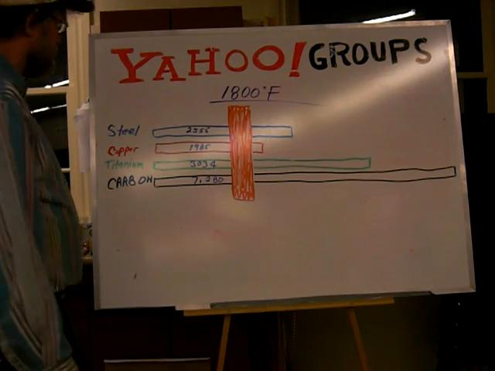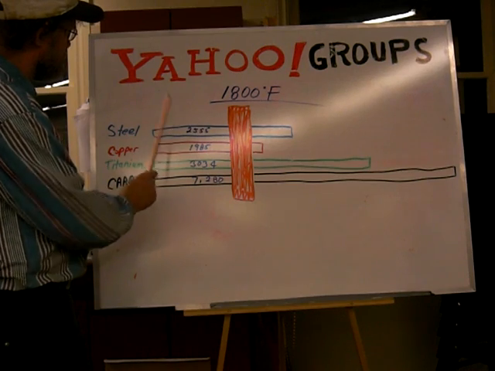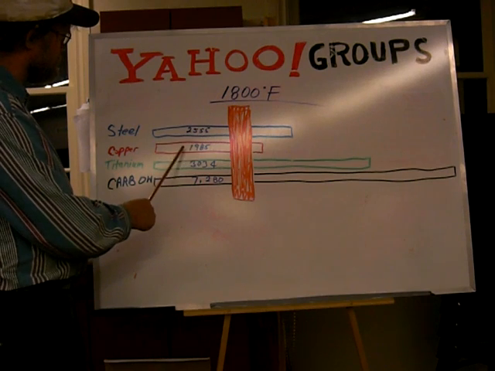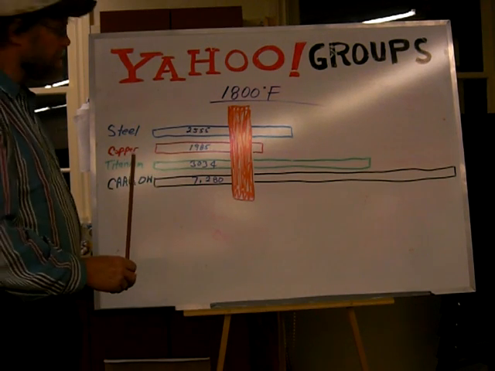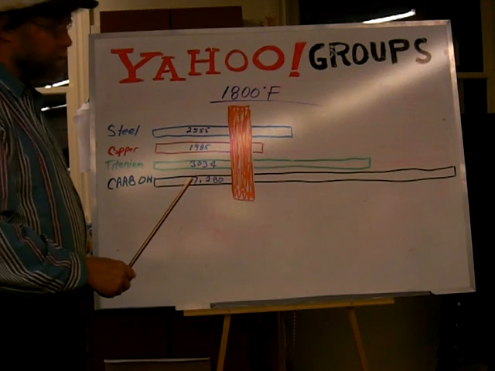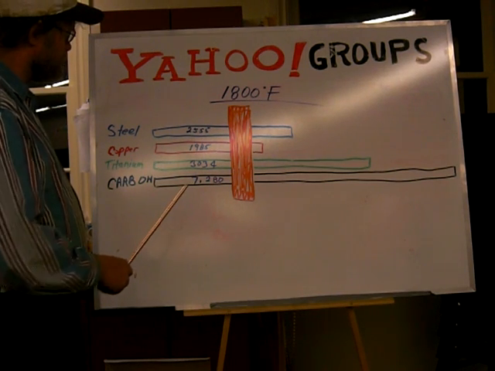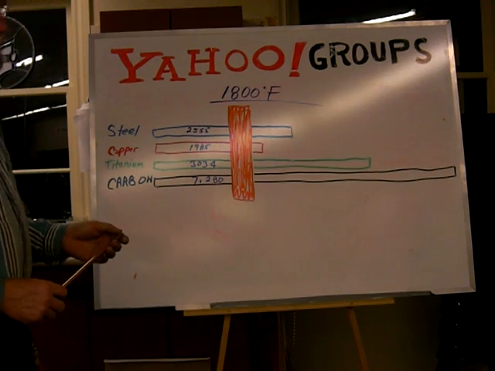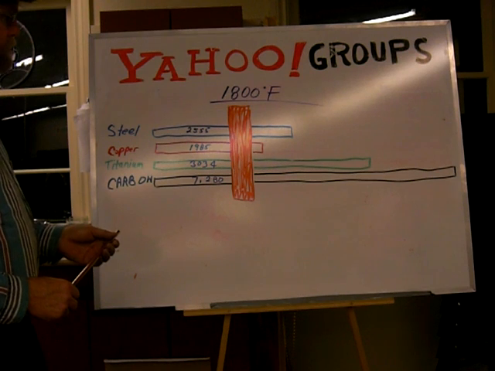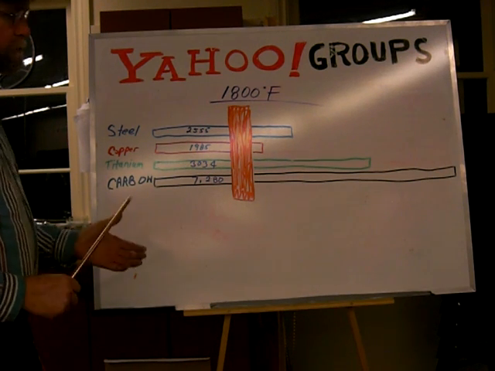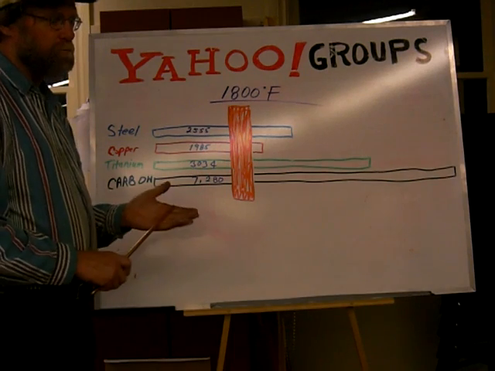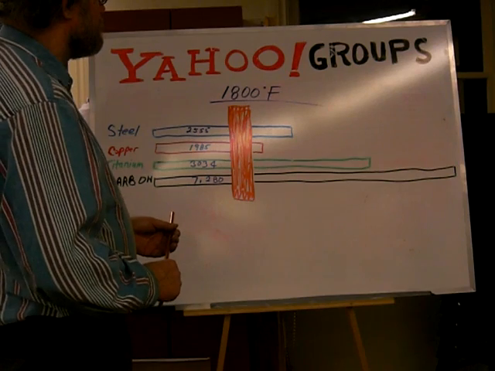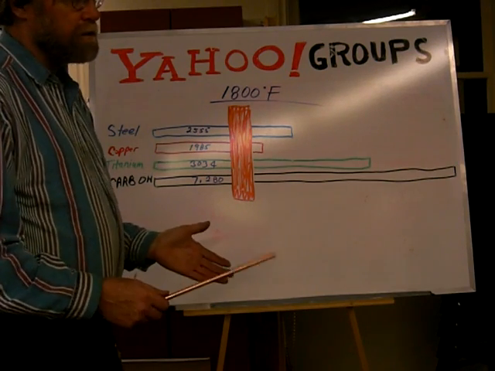What we have here is steel with a melting point of about 2555, hard steel, copper 1985, titanium just a little over 3034, and carbon around 7,280. So that's probably closer to the sublimation point of carbon, because carbon doesn't melt, it goes from the solid state directly into the vapor state, and I've been seeing this.